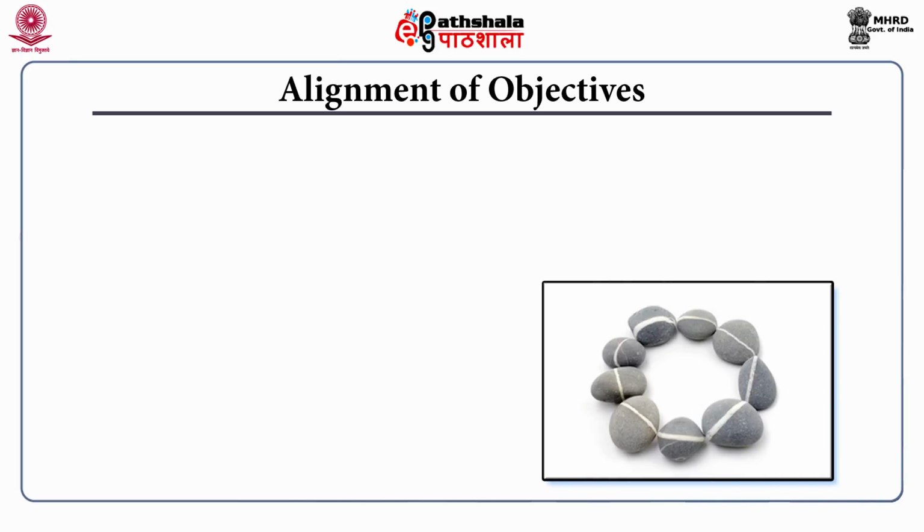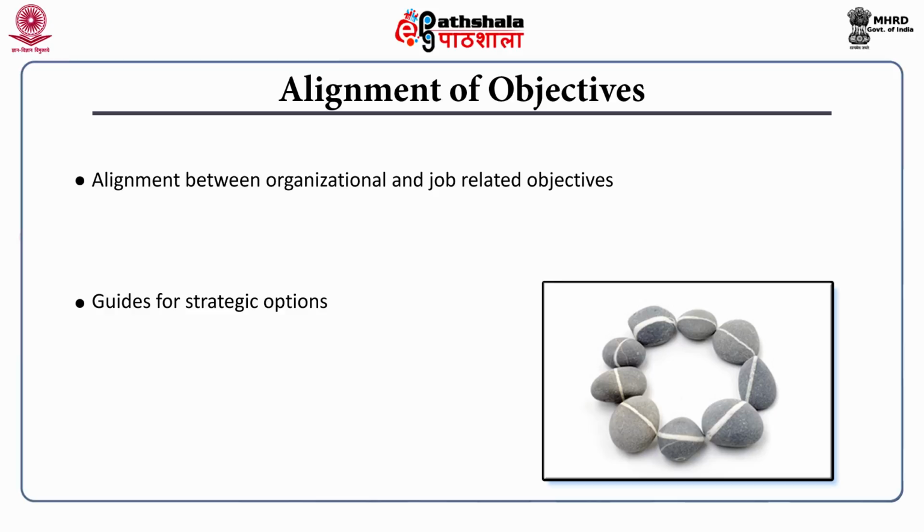Alignment of objectives. Through performance management system, organizational objectives are aligned with the individual job related objectives. It involves understanding of organizational goals, which in turn helps in deciding various strategic options. Broader organizational goals guide whether to opt for expansion, stable or retrenchment strategies. Each such strategy provides further options to choose from.